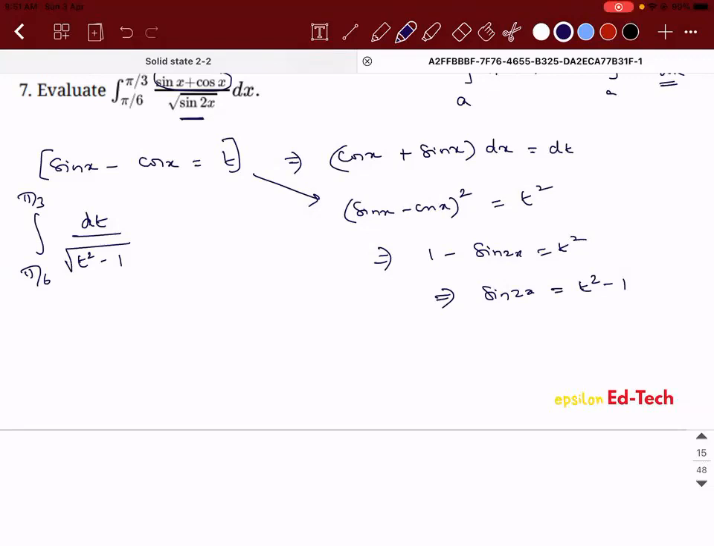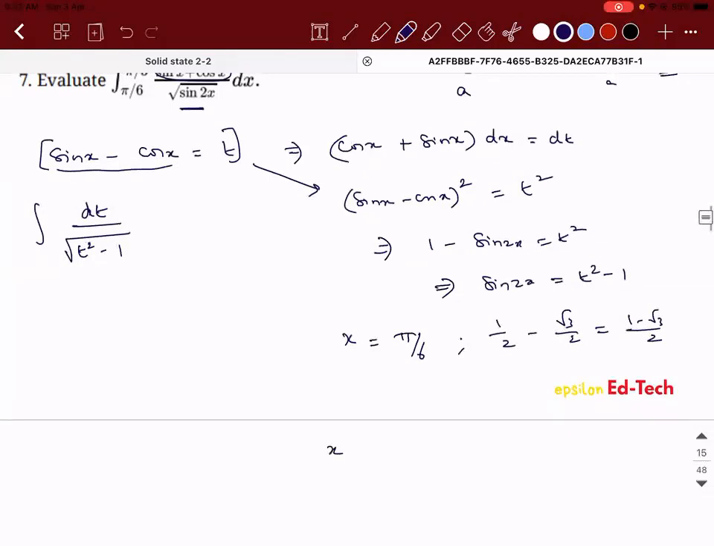Similarly, we need to change the limits as well. So what will happen to the limits? These are not the limit values. When x is equal to pi by 6, that is the lower limit, then sin x minus cos x would have given you what? Half minus root 3 by 2. So 1 minus root 3 divided by 2. Similarly, when x is equal to pi by 3, it would have given you root 3 minus 1 divided by 2. So 1 minus root 3 by 2 or root 3 minus 1 divided by 2. That's it. Now I hope you guys can solve it.